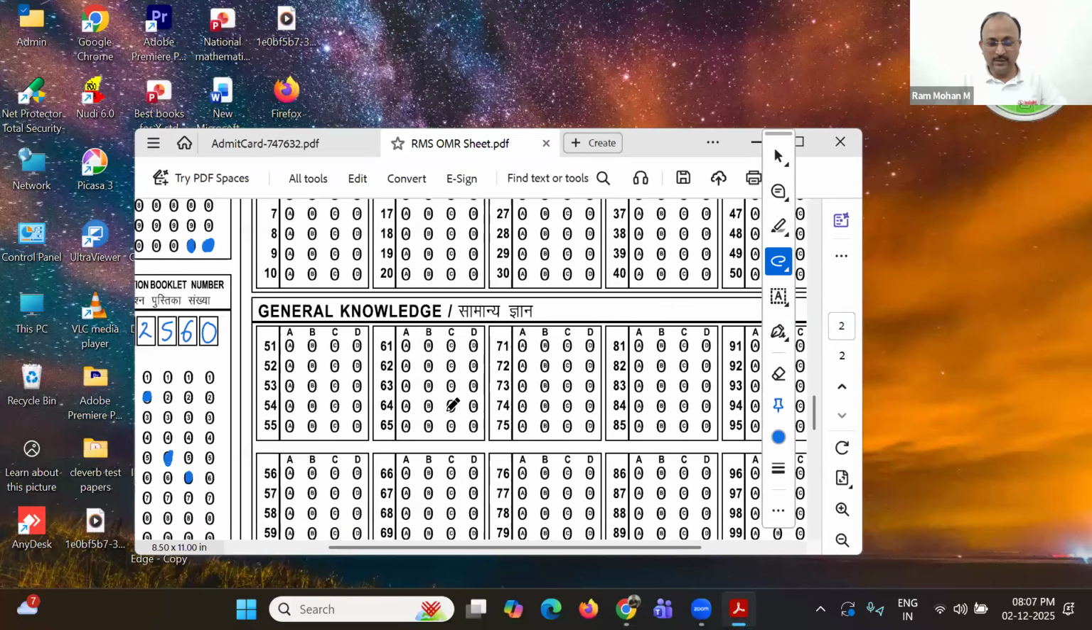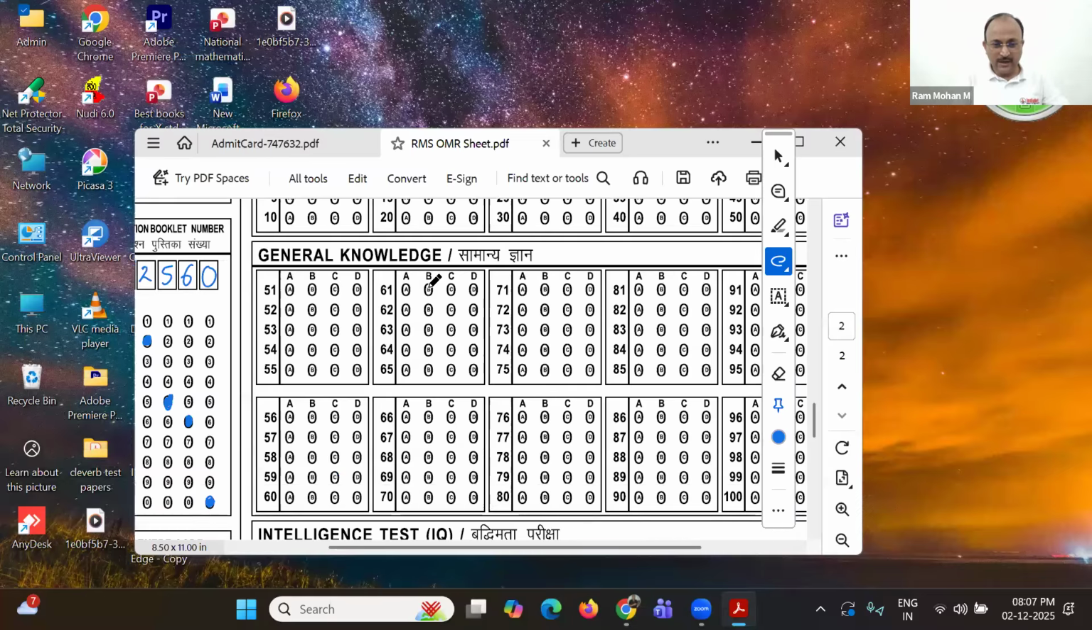Now go to GK. You have attempted this, and for the 61st question, you marked the answer as B. Later on, while cross-checking, you came to know that this was wrong. So what you did? You marked it, and then you marked D properly. The computer will take this answer as completely wrong. It will give you 0 marks. Okay, you should not do like that.